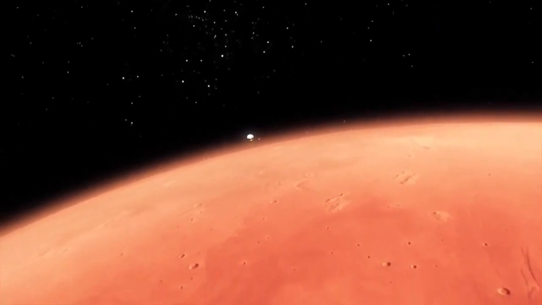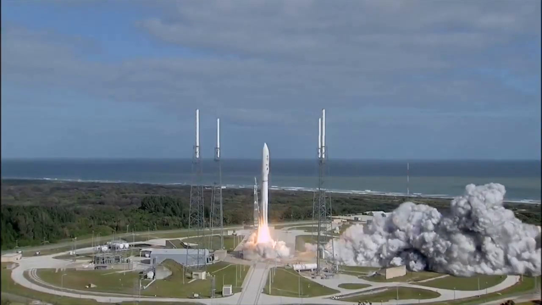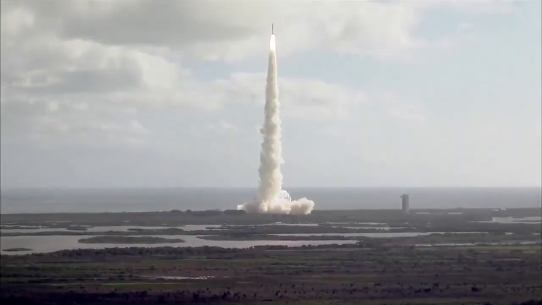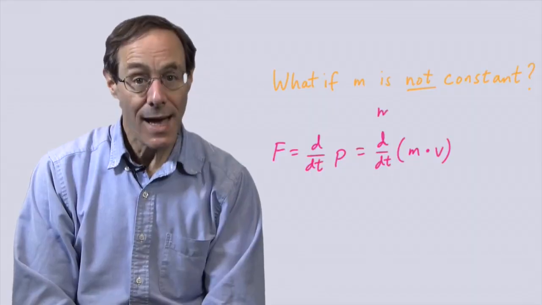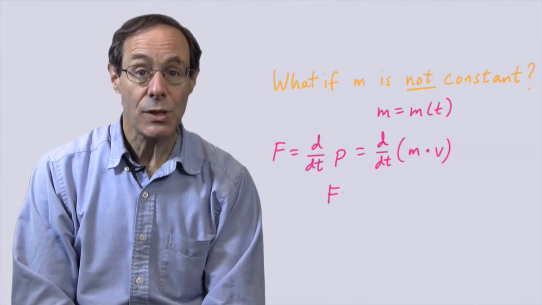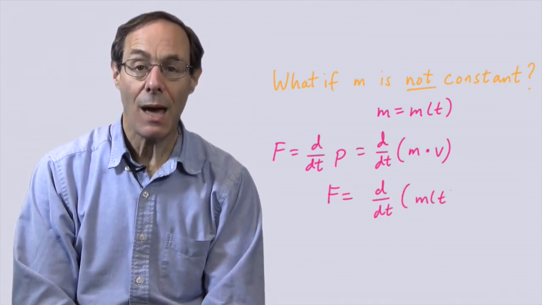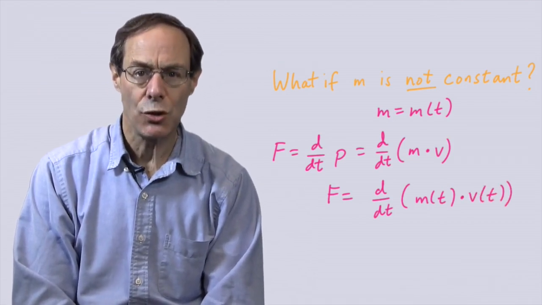Consider the NASA mission to send the rover Curiosity to Mars. Most of the mass of the rocket is a huge supply of fuel. But as the fuel burns, the mass decreases. The mass is a function of time. To understand the force, we need to know how to take the derivative of the product m of t times v of t. So let's learn how to take the derivative of a product.